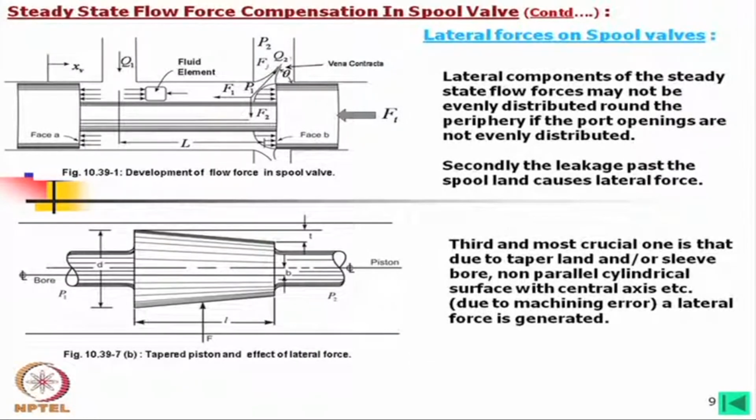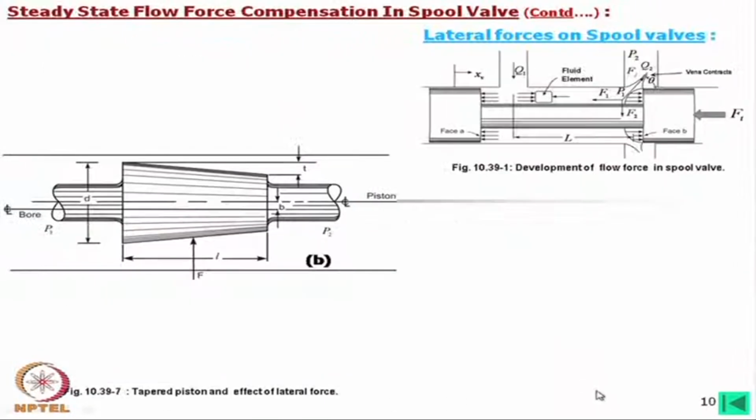Thirdly, and the most crucial one, is that the taper of the land and/or the sleeve bore may also be tapered, or non-parallel cylindrical surfaces with the central axis, etc. These are due to machining error, and lateral force is generated. Now, how it is generated we will see in the next slide.